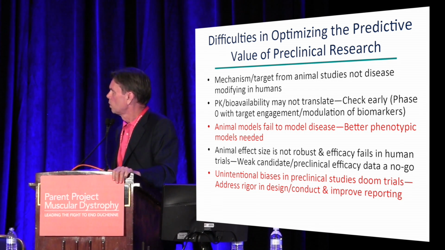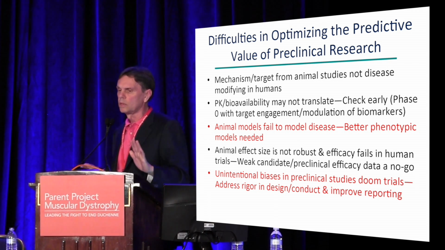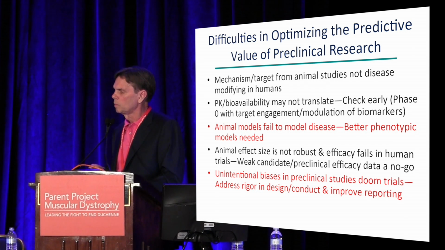Just to name a few, to reiterate this point, the mechanism and the target that we have focused on in the animal studies may not really be all that disease-modifying in humans. So you might have done the best possible animal studies, but the target you focused on might have been important in the mouse, but not so important in the human.